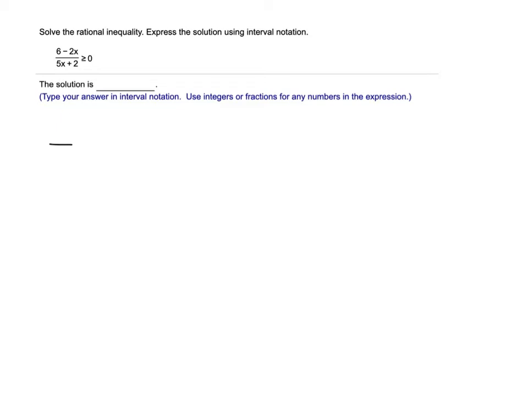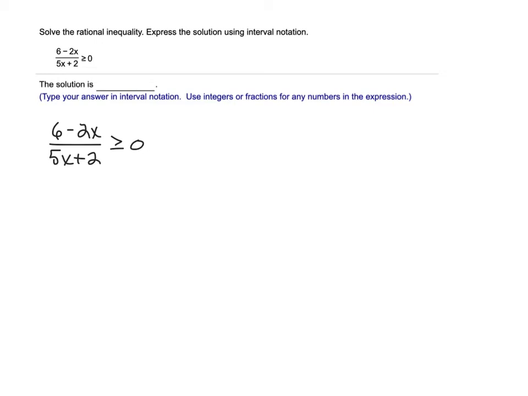Okay, so I'm going to start with writing it down. We have 6 minus 2x, just need to write it a little bit bigger so I can see it, set greater than or equal to 0. So our first step is to find the boundary points. When you have a fraction like this, you're just going to set the top and the bottom equal to 0 to find your boundary points.